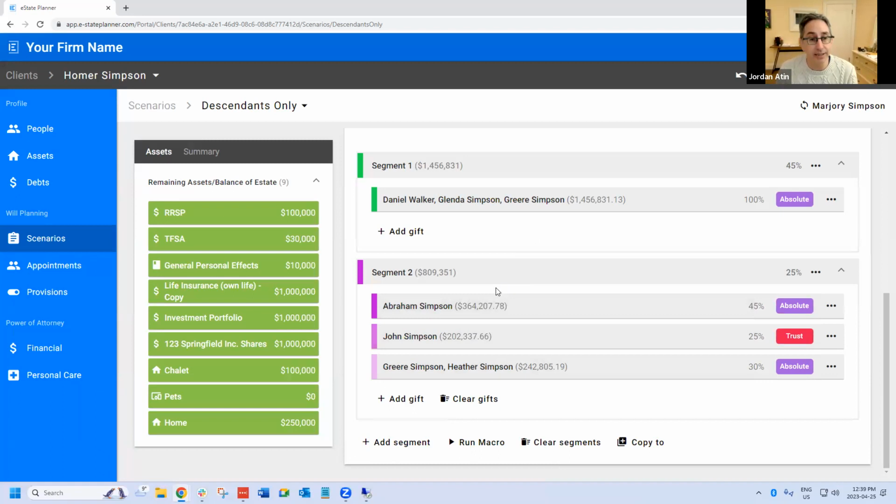The only time you don't need a segment is if the gifts are exactly the same. For Daniel, Glenda, and Greer, it's exactly the same. Divided a third, a third, a third. Gift overs are the same. It's to their issue, and then it's to the other beneficiaries. That's fine. That's your sort of simple gift. As soon as you're dealing with different kinds of gifts, either a different percentage or different terms or absolute versus trust or any of those, once they're not all the same, then you need to use this segment idea.